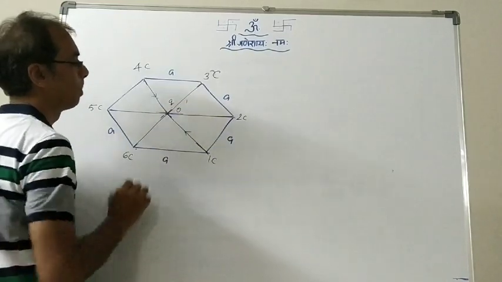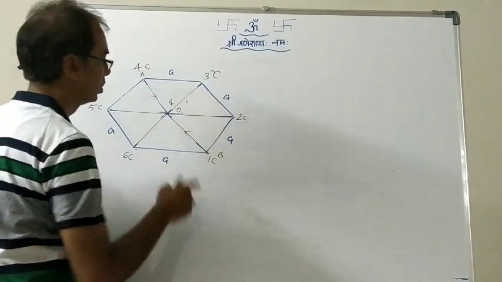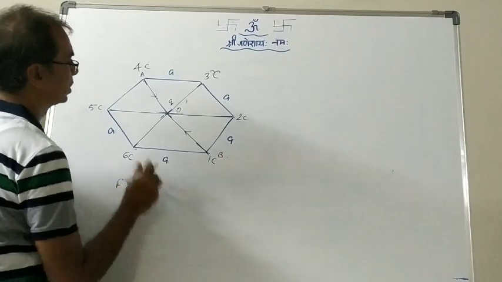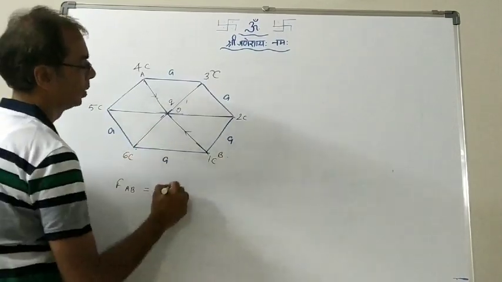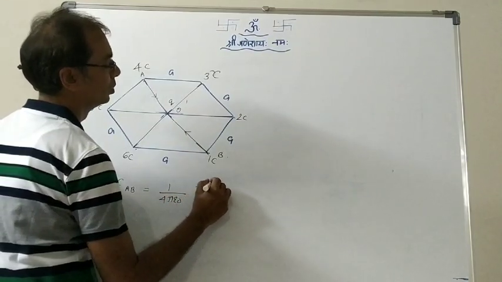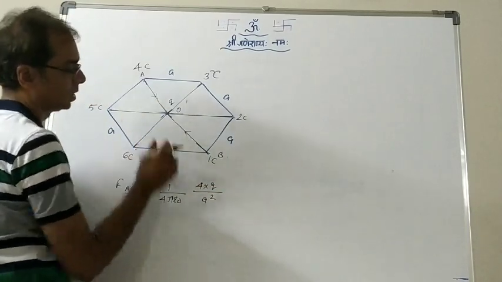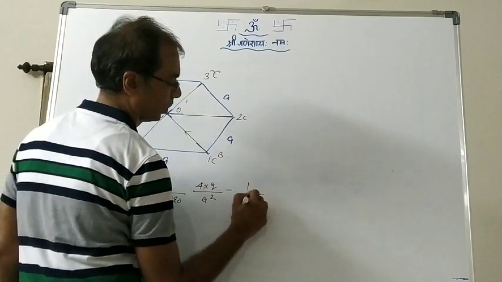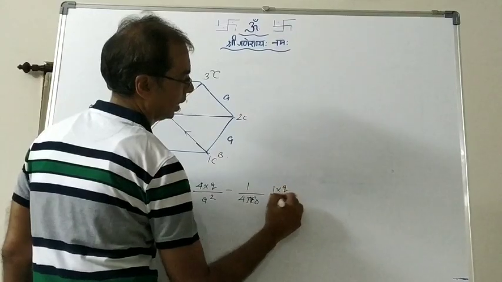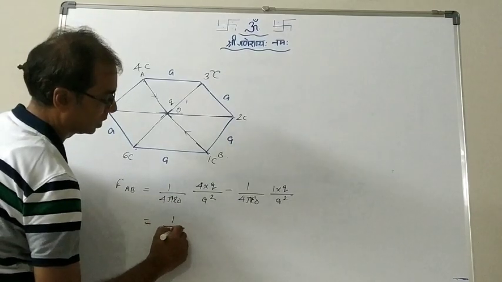Suppose this is O, and this point is A and this point is B. So the net force I want to find between A and B. Let's see the force due to 4 coulomb: 1 by 4 pi epsilon naught, 4 coulomb into Q by A square. It's in this direction. Now this is in the opposite direction, so minus 1 by 4 pi epsilon naught 1Q by A square. Now what's going to come? Check: 1 by 4 pi epsilon naught 3Q by A square.